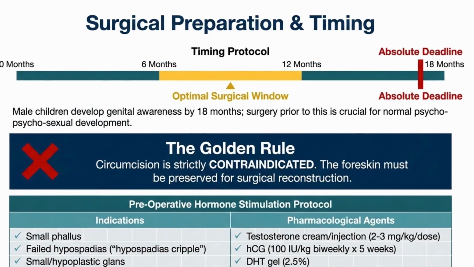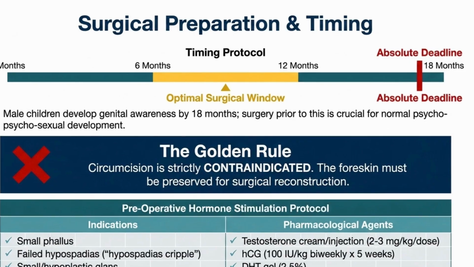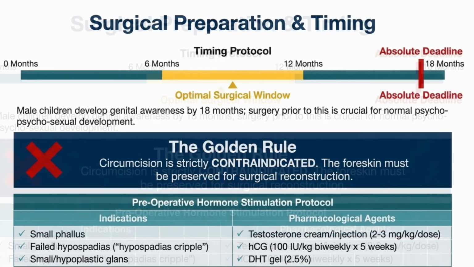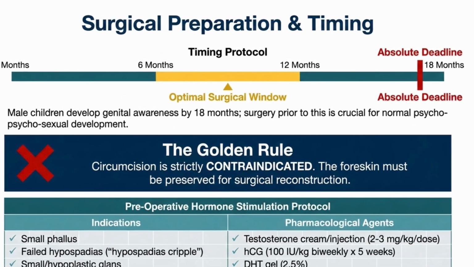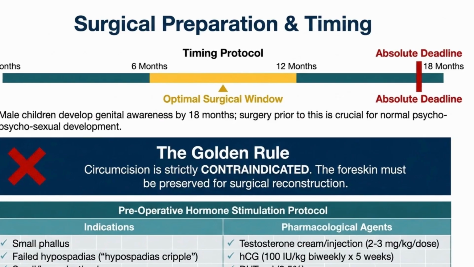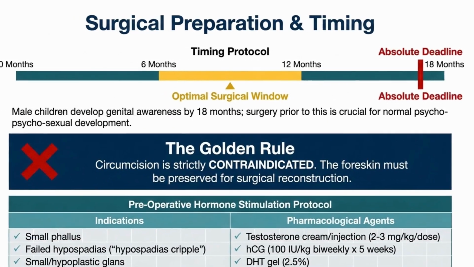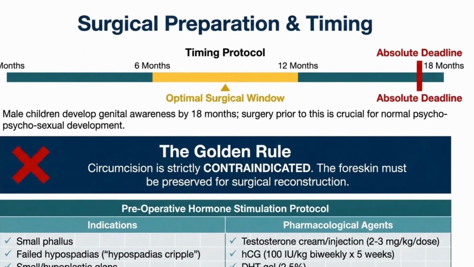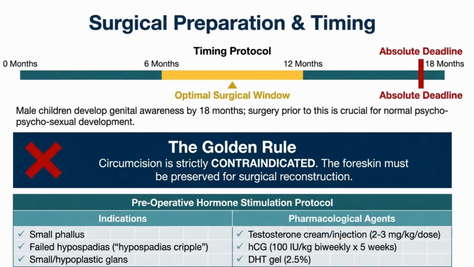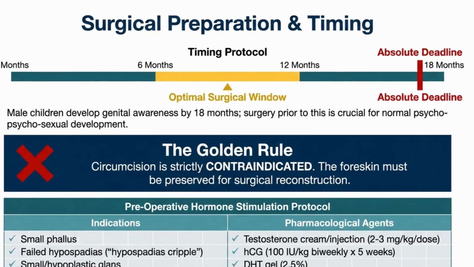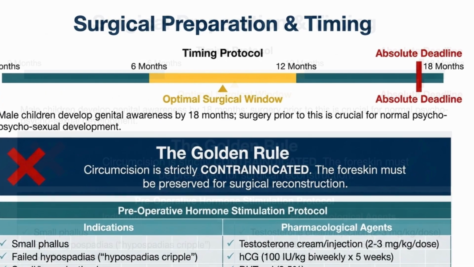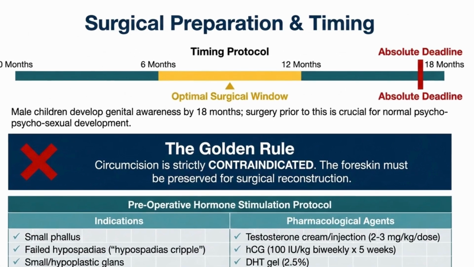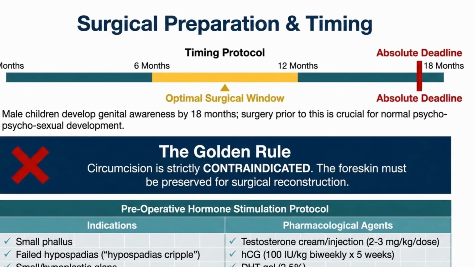As the male child develops genital awareness by 8 months of age, the surgery should be planned and done between 6 to 12 months of age to have a normal psychosexual development. The golden rule: circumcision is strictly contraindicated as the foreskin must be preserved for surgical reconstruction.